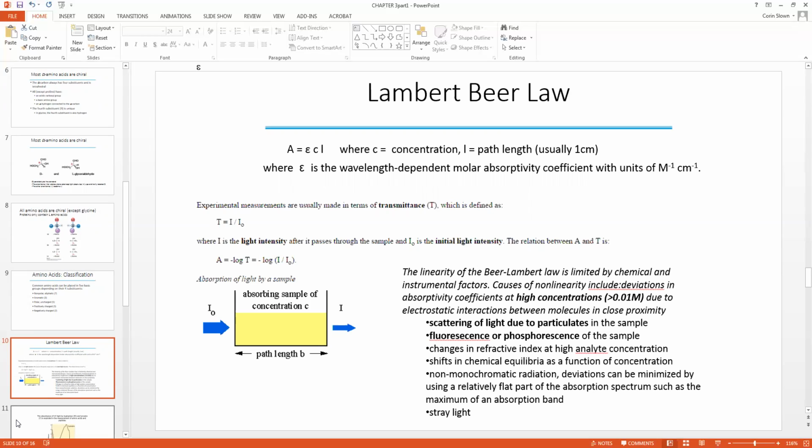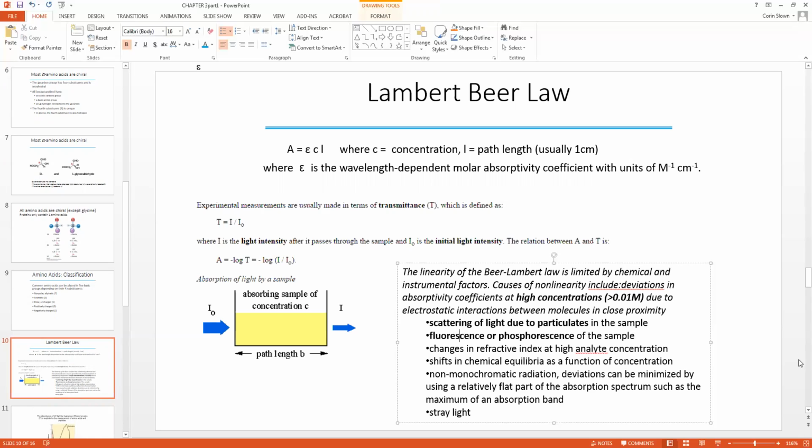Now it's useful to have a conversation about some of the limitations of this law. It's going to be limited both in terms of chemical and instrumental factors. So it can become nonlinear if any of these conditions are met. If the concentration is too high, it can result in electrostatic interactions. If there's scattering of light due to particulates in the samples, it's one of the reasons why you want to filter your samples. If there is fluorescence or phosphorescence of the sample, if there are changes in the refractive index in terms of the actual concentration of the analyte, if there's a change in the equilibria, or if there's radiation, or if there's stray light.